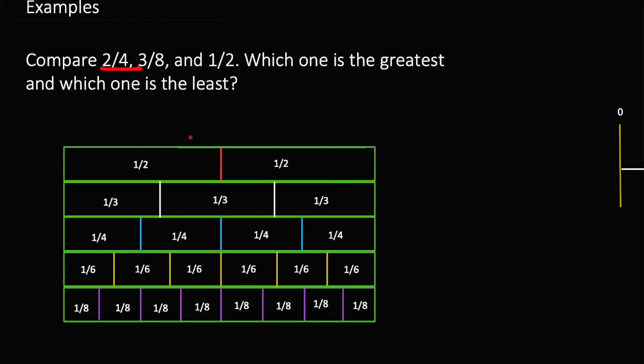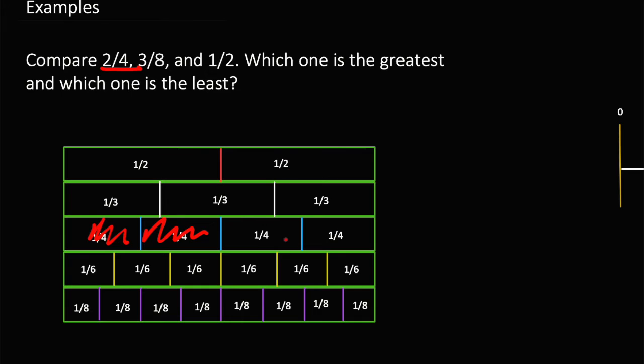So first up, we're going to be looking at the fraction strip. We're going to be using the fraction strip to compare these, like I said earlier. So let's look at 2/4. We see 1/2 right here, 1/3, 1/4, 1/6, 1/8. So we know that 2/4 is part of the fourths. Since there's 2 of them, I'm going to shade in 2.